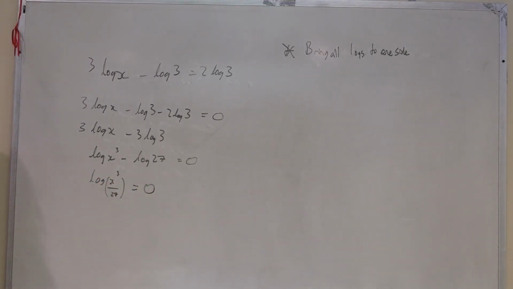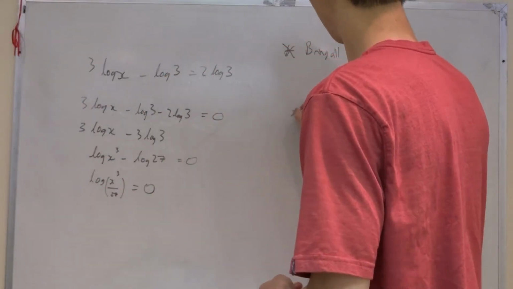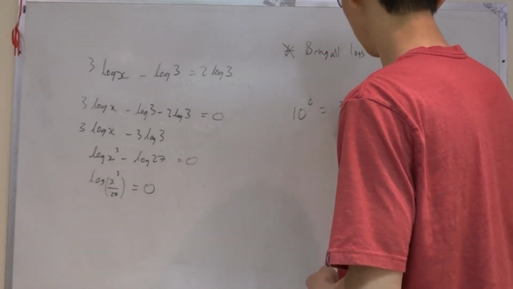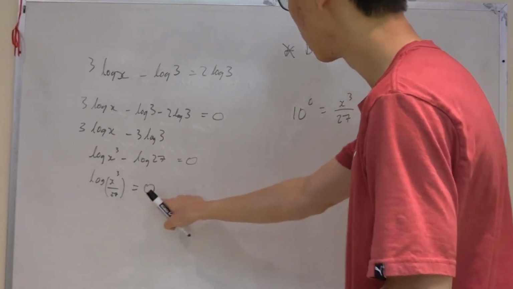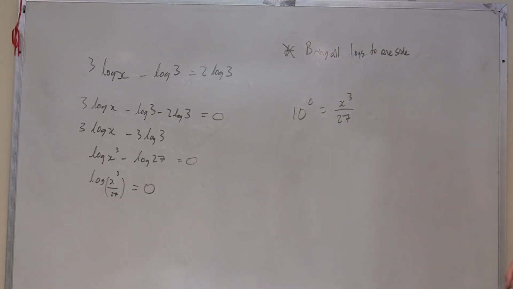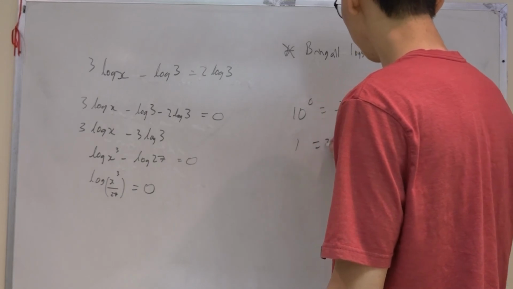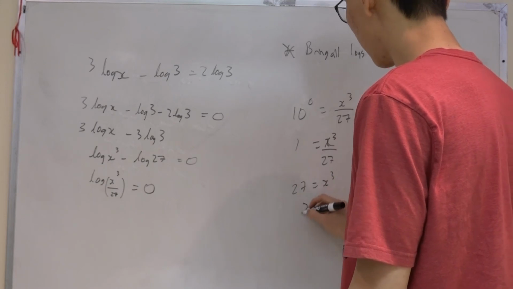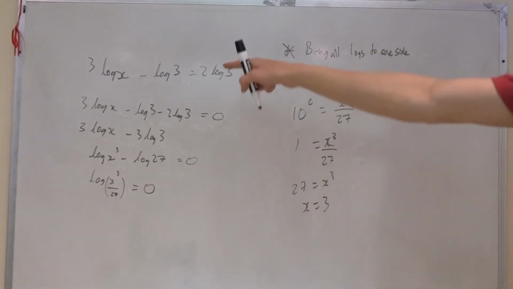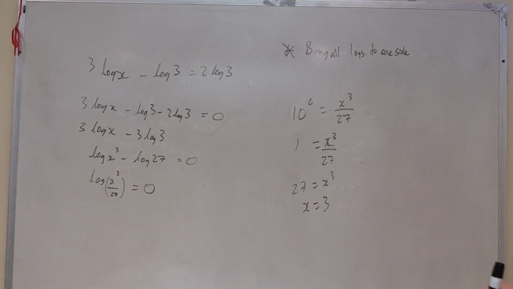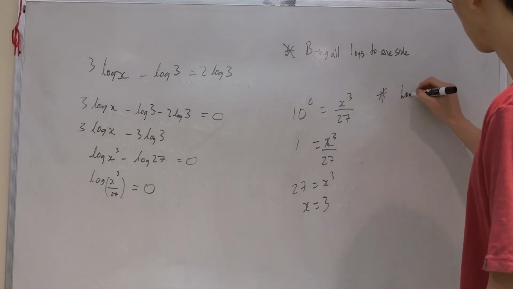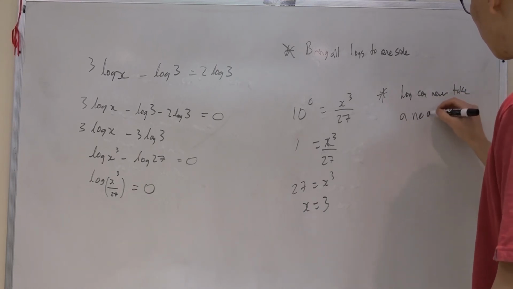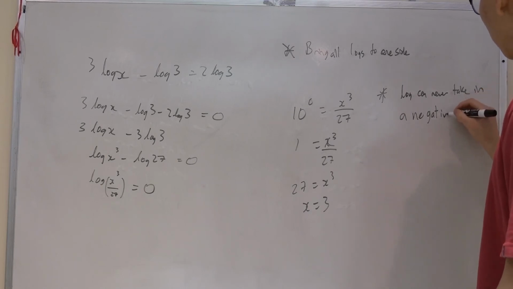Now if you translate it, it becomes 10 to the 0 is equal to x cubed over 27. That's just translating, because remember, the answer is the exponent. Then this is of course 1, and systematically solving, you get that x must be equal to 3. And this does work if you plug it in here, you get no issues. The only issue is that log can never take in a negative number.